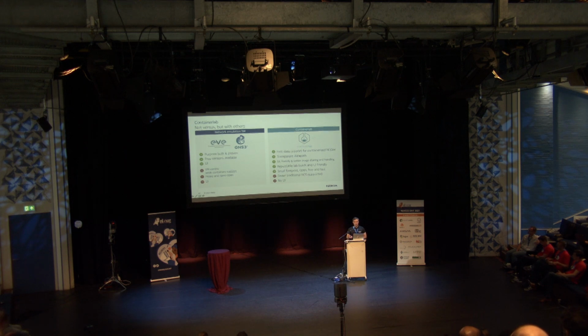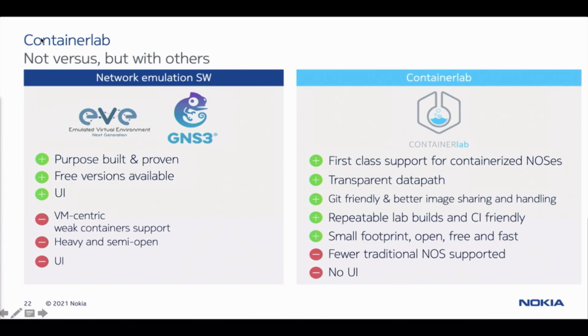Not only does it have first-class support for containerized network operating systems, it also makes the data path really transparent. So you can have MC-LAGs with LACP, everything is working, nothing is blocked, because it's just a veth pair. And it's Git friendly. You push your images and your code, which is a topology, to Git, and you manage it with pull requests.